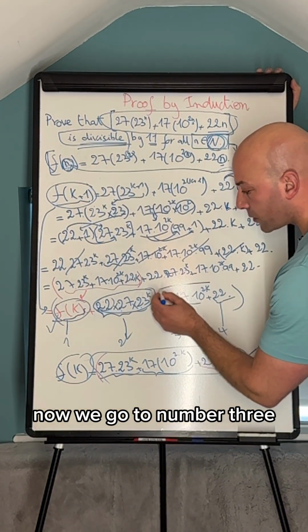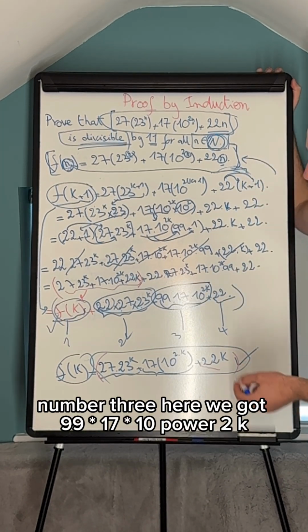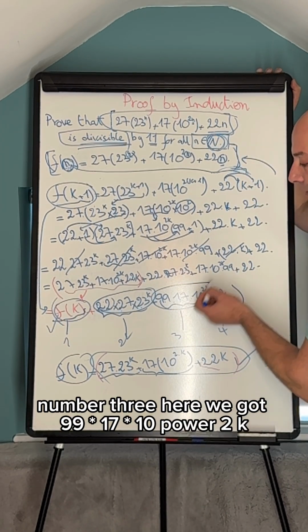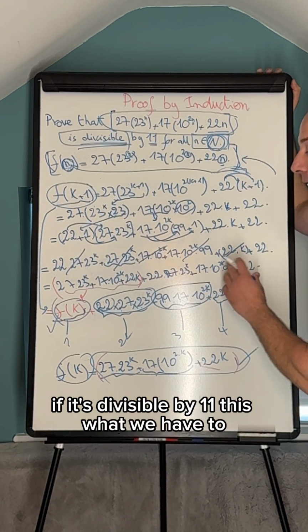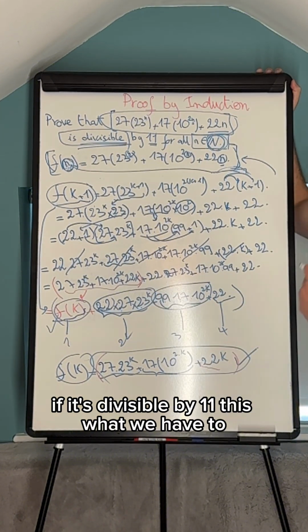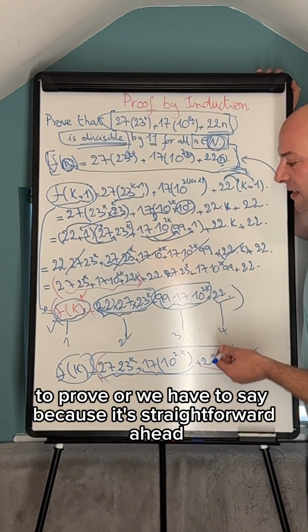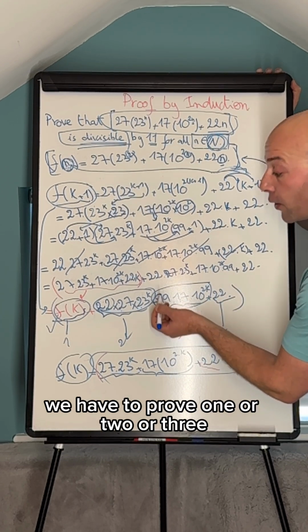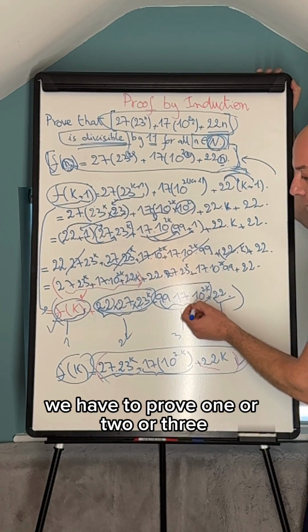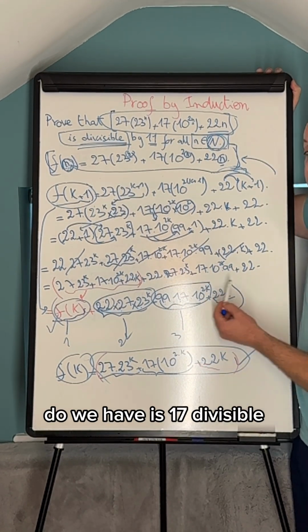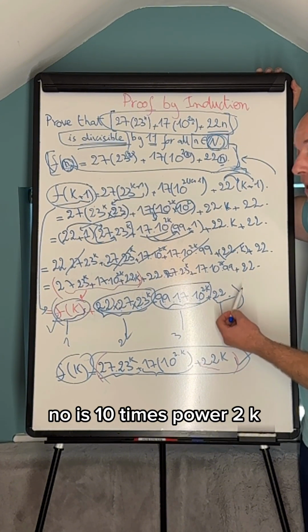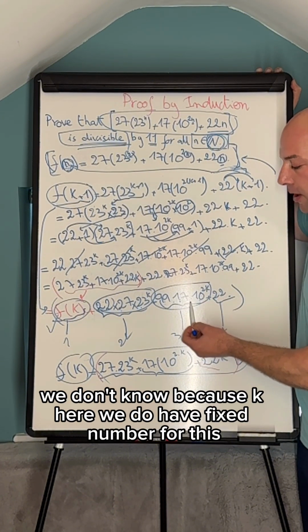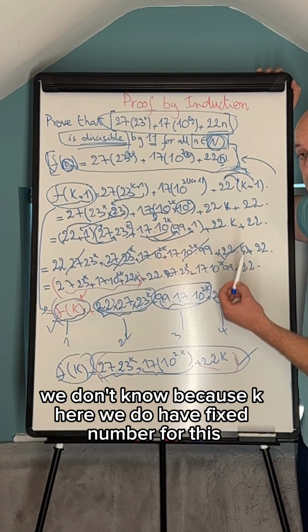Now we go to number 3. Number 3 here, we got 99 times 17 times 10 power 2k. If it's divisible by 11, this is what we have to prove, because it's straightforward here. Which number here is divisible? We have to prove 1 or 2 or 3. Is 17 divisible? No. Is 10 power 2k? We don't know, because k here, we don't have a fixed number for this.